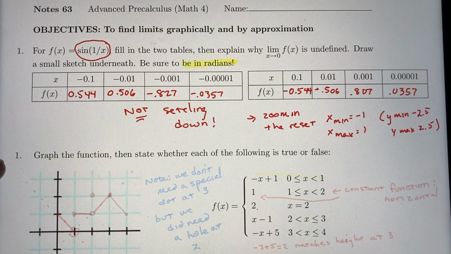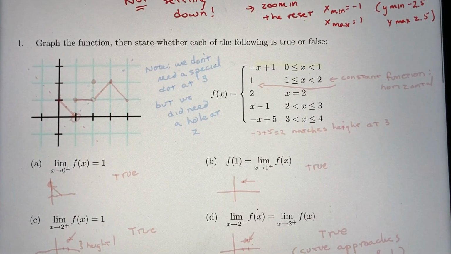Okay, so graph the function. First, -x plus 1, but only between 0 and 1. So what you do is you imagine the function, and I'm going to draw it with a dotted line. There's the line y equals -x plus 1, but we're only drawing the part that's between 0 and 1, and we're including 0 and not including 1. Fine. And then the constant function 1 just between 1 and 2.